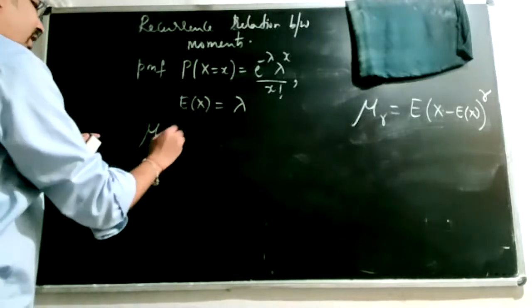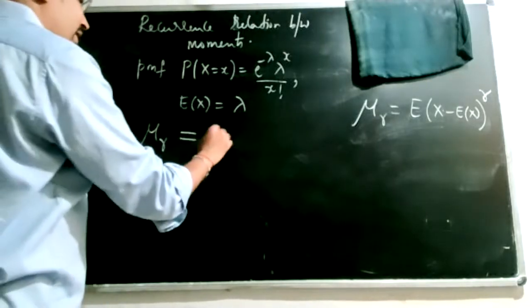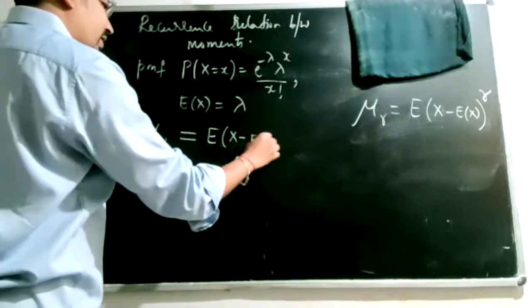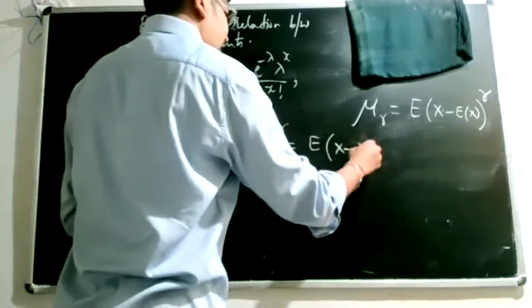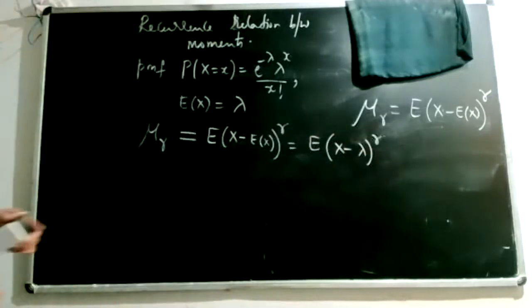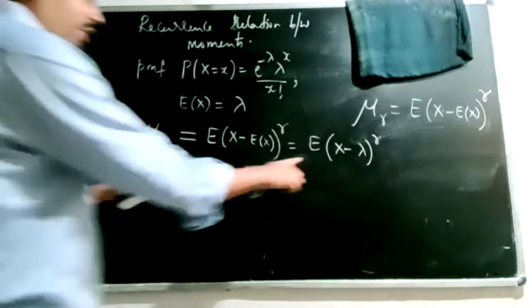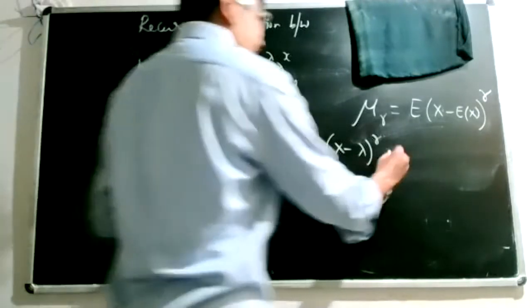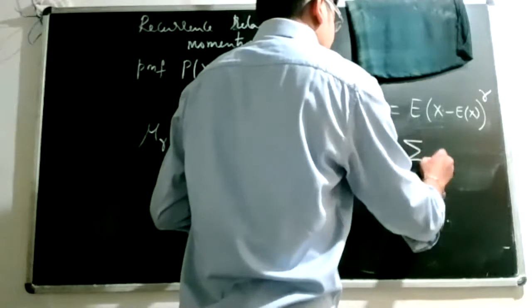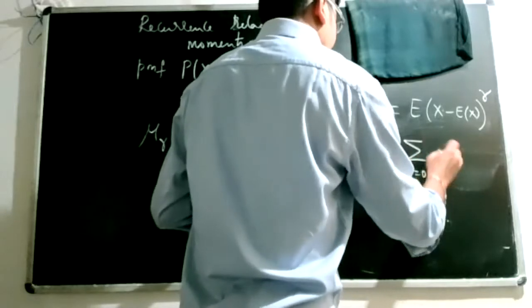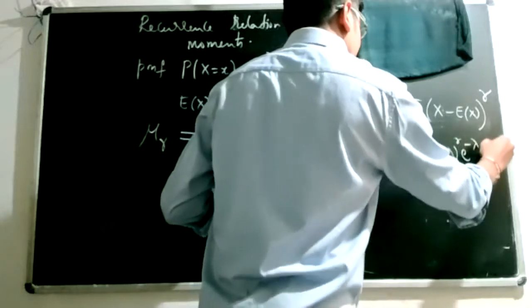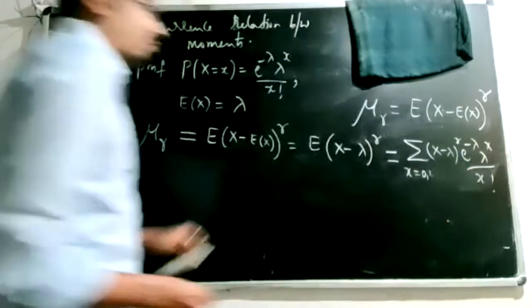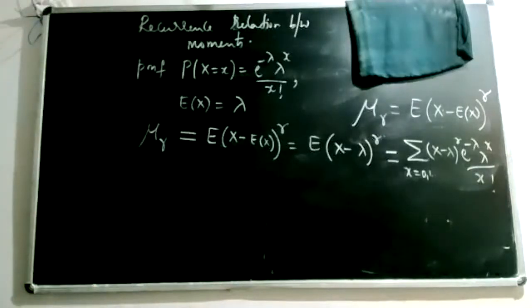So if I define the rth central moment, this is the expectation of (X minus E(X)) to the power of r, which will be the expectation of (X minus lambda) to the power of r. And we know the definition of expectation of g(X): the expectation of g(X) is the summation over x of g(x) into the PMF. So this is our rth central moment.